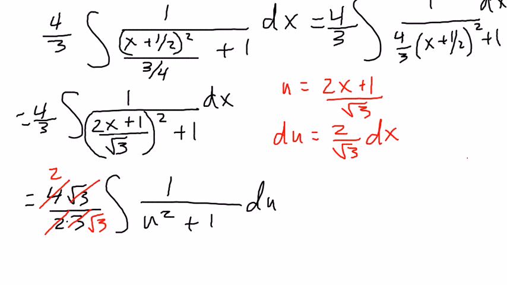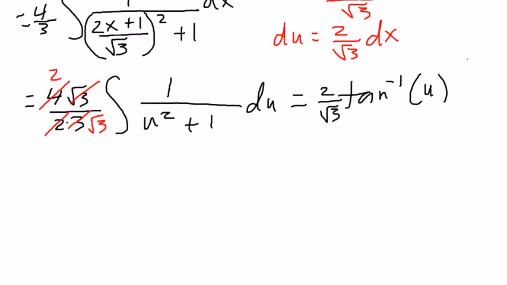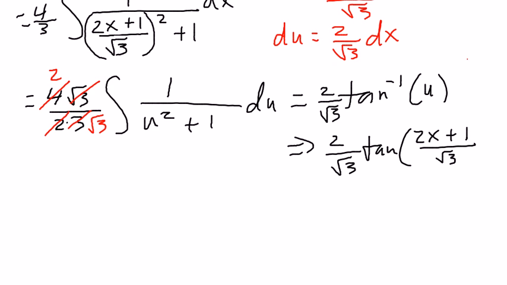and then the integral of 1 over u squared plus 1 is arctan of u, and then you multiply that 2 over the square root of 3, and then we had to multiply that by 2 beforehand eventually, so then plug back in what u was, so 2 over the square root of 3 arctan of 2x plus 1 over the square root of 3.